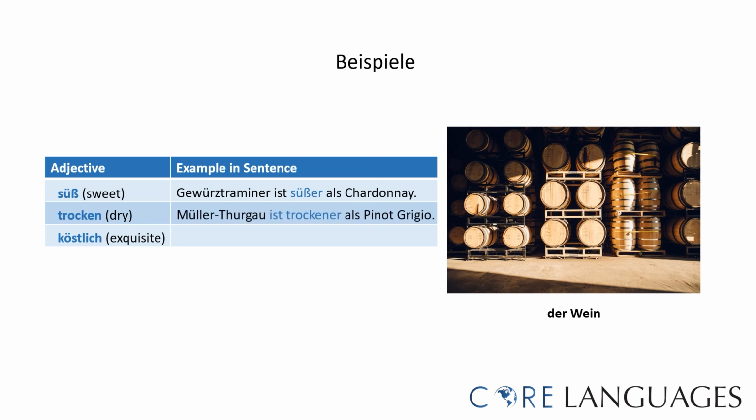Müller-Thurgau ist trockener als Pinot Grigio. Müller-Thurgau is drier than Pinot Grigio. And Riesling ist köstlicher als Spätburgunder. Riesling is more exquisite than Spätburgunder.